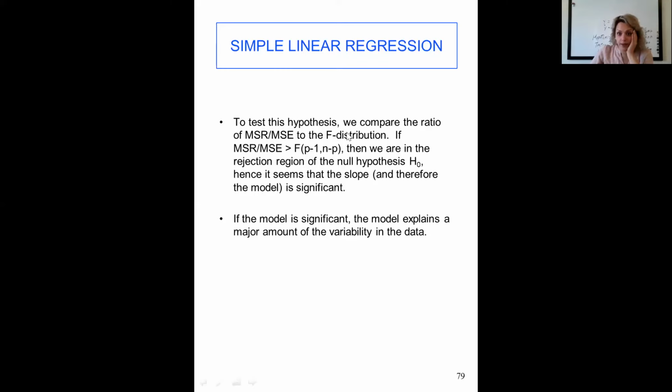So when we read the F from the table, we are in the rejection region of the null hypothesis if our value is greater, right? So we would reject the null hypothesis. And remember this: if the model is significant, the model explains a measurable amount of variability in the data, so it is a good model. If we reject the null hypothesis, it's a good thing here. We want to reject the null hypothesis to say that at least we have one slope that is not equal to 0. So my model is working.